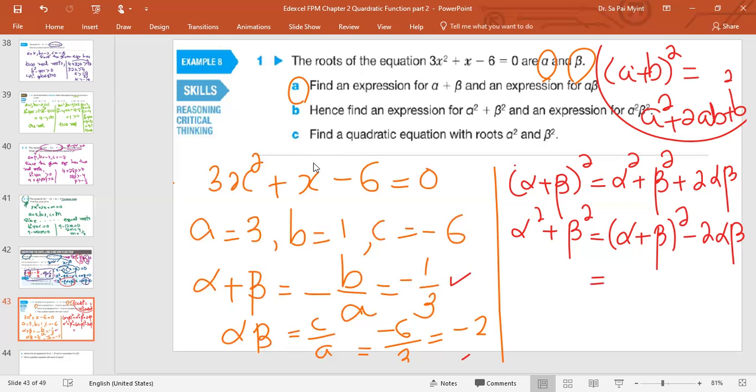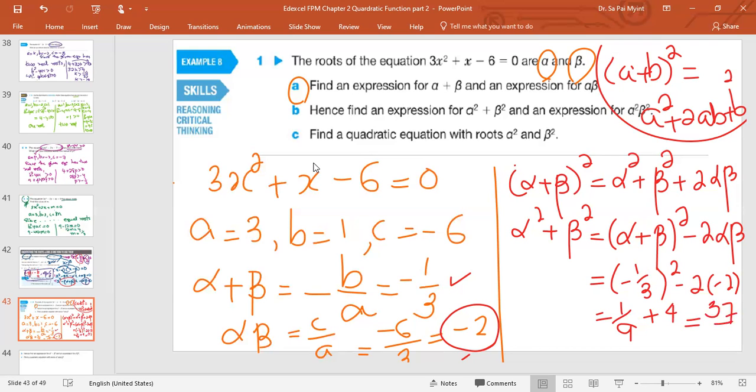Minus 1 by 3. So minus 1 by 3 the whole square minus, what is alpha beta? Alpha beta is minus 2. So 2 into minus 2. What do you get? 1 by 9 minus minus plus 2 is 4. 9 times 4 is 36, plus 1, 37 by 9. This is alpha square plus beta square.